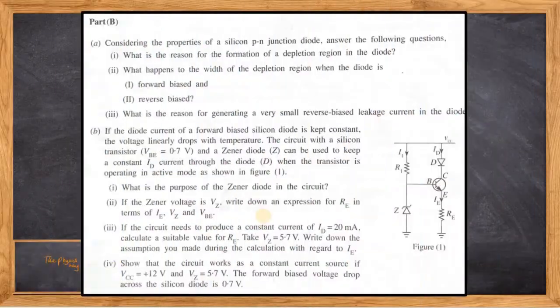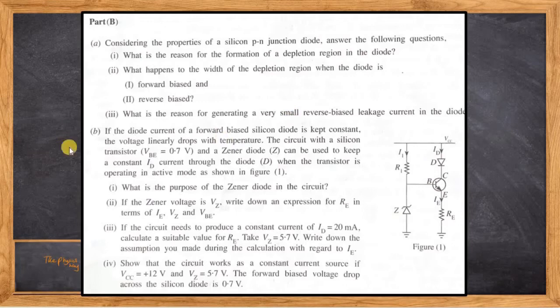Let's go. Students, in the first part of the question, they're asking us to give some explanations. What is the reason for formation of a depletion region in the diode? So you have to explain what is happening there. It's a bit of a theory type question. Then moving into the second part, we can see a Zener diode and a transistor as well. So using these electronic devices, we have this question.